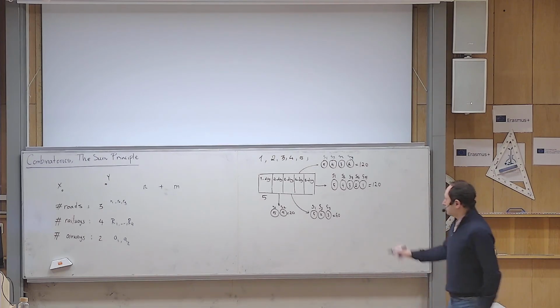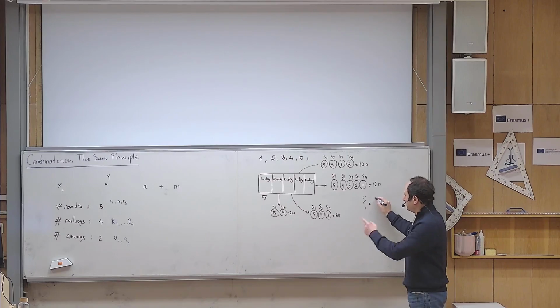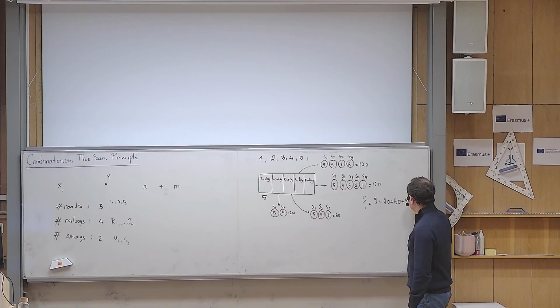And then of course the answer to the question mark will be 5 plus 20 plus 60 plus 120 plus 120, which is what? 325.